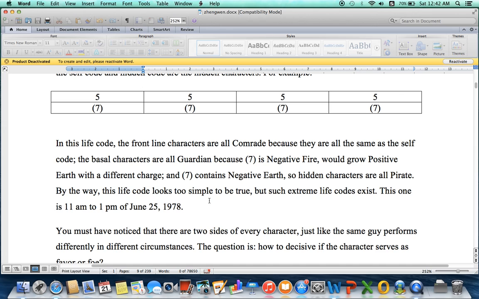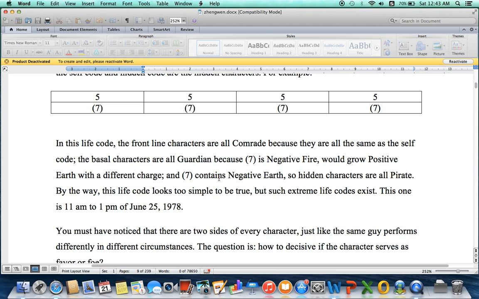By the way, this life code looks unrealistic, but it exists. This time is the noon of June 25th of 1978, the 7 hour, 7 a.m. to 1 p.m., and this is the date, the 7 hour of this date. Just bear in mind that some life codes seem strange, but they exist.